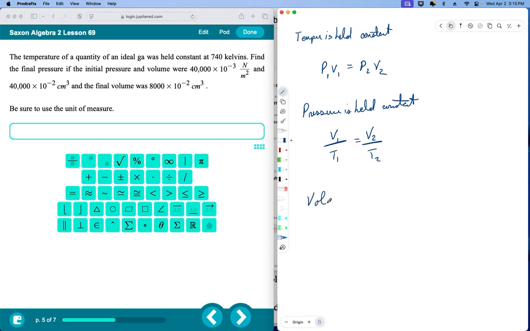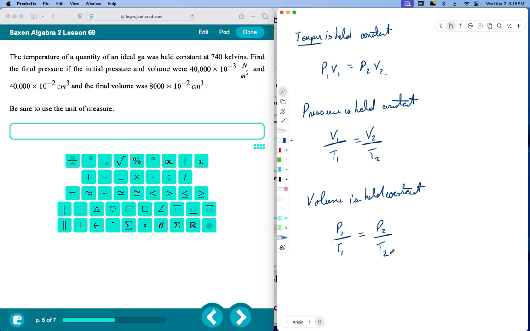So if volume is held constant, it stands to reason, number one, that you can't read my handwriting because it's awful, but number two, that it would be initial pressure over initial temperature is equal to final pressure over final temperature. So you can see when temperature is held constant, we remove it from the formula. When pressure is held constant, we remove it. When volume is held constant, we remove it. So these are the three variations that you're going to have. Okay?